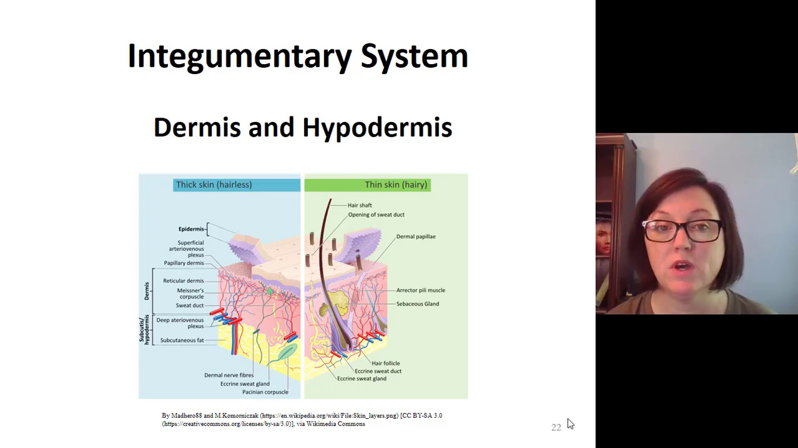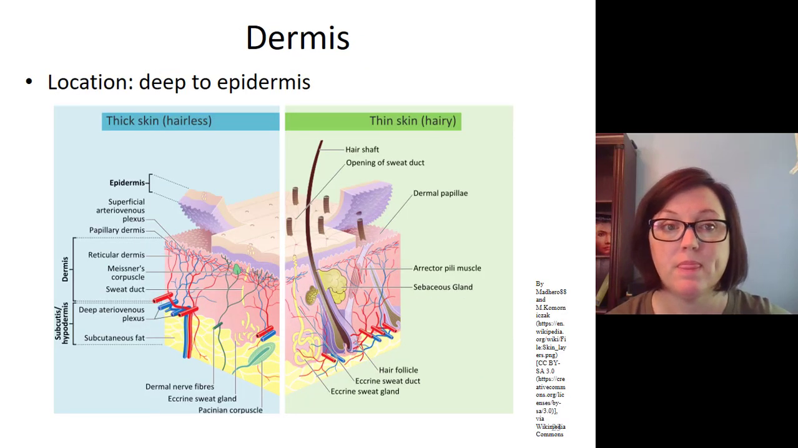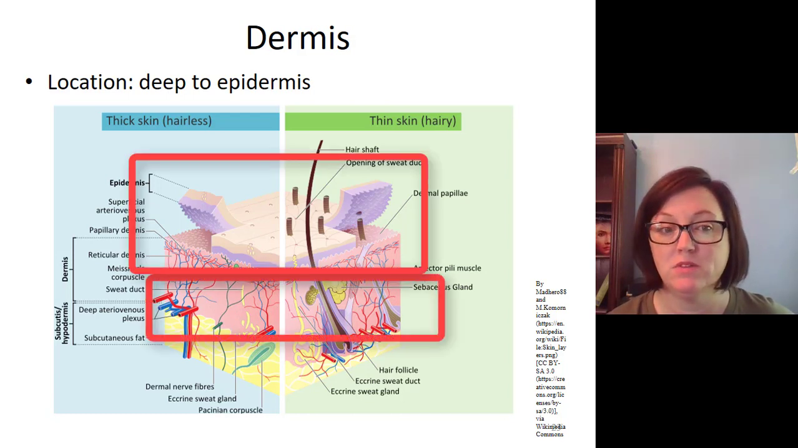Hello, in this video I'm going to talk about the integumentary system, specifically the dermis and an associated layer called the hypodermis. So the dermis is located deep to the epidermis. Epidermis means upon the dermis, so the epidermis is the most superficial layer of skin, and the dermis is deep to the epidermis. So in the picture here we see two different examples of skin, one with hair, one without, but they both contain an epidermis and a dermis.